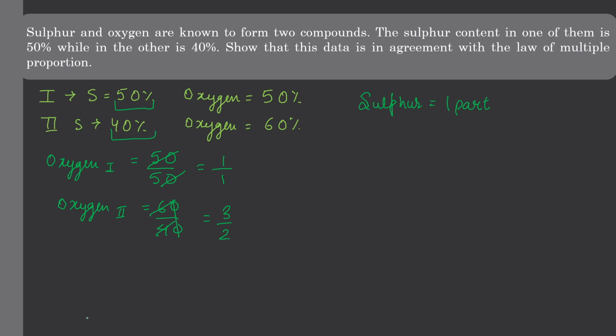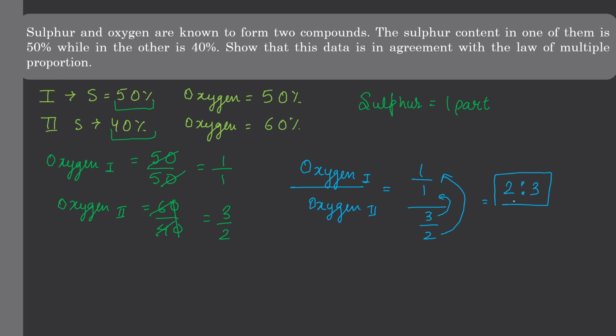Our next part is to make the simple whole number ratio. We will take the ratio of oxygen 1 to oxygen 2. The part of oxygen here is 1 ratio 1, and that of oxygen there is 3 ratio 2. Making 2 on the top and 3 here, we'll get the ratio to be 2 ratio 3. And hence this is in agreement with the law of multiple proportion.